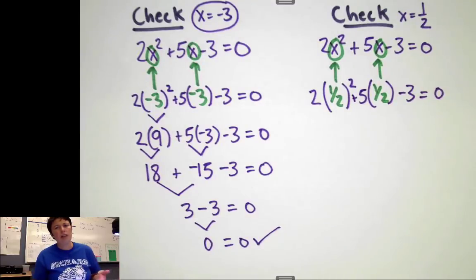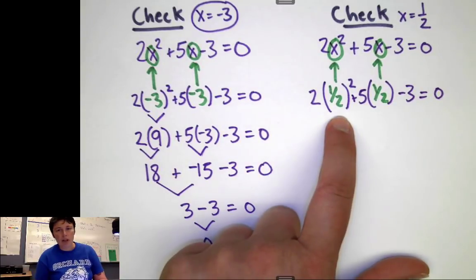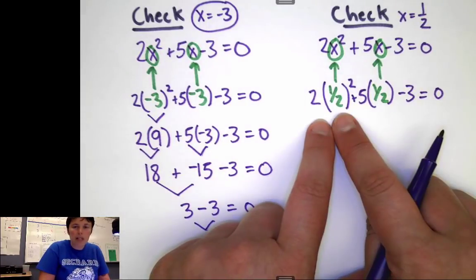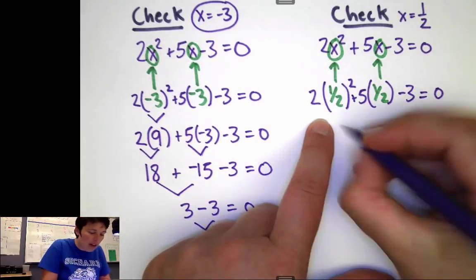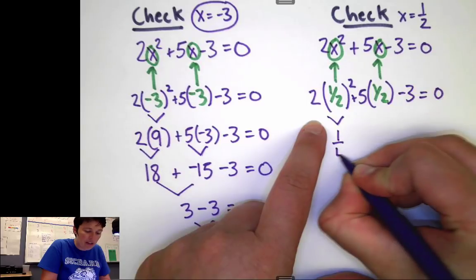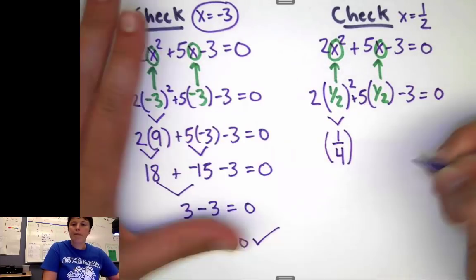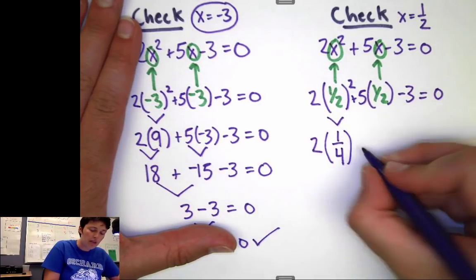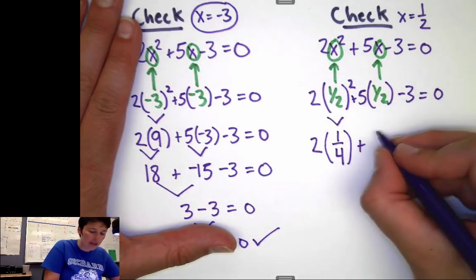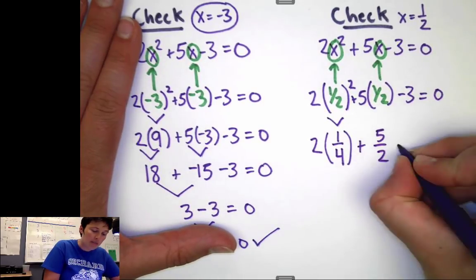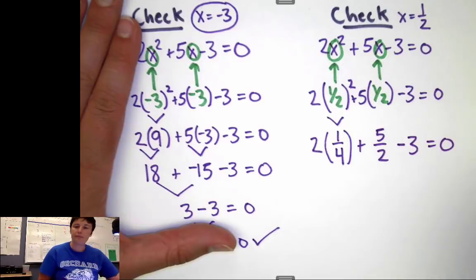And then it's up to you. Change it to a decimal if that makes you more comfortable, or leave it as a fraction. 1/2 squared means 1/2 times 1/2, so that would simplify down to 1/4. And we're timesing it by 2, and then we're going to add 5 times a half, which would be 5 halves. And then we're going to minus 3 equals 0.